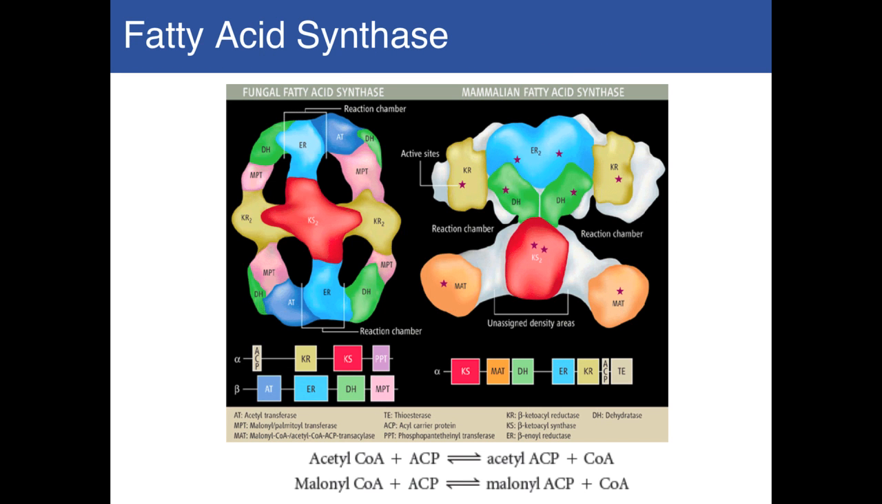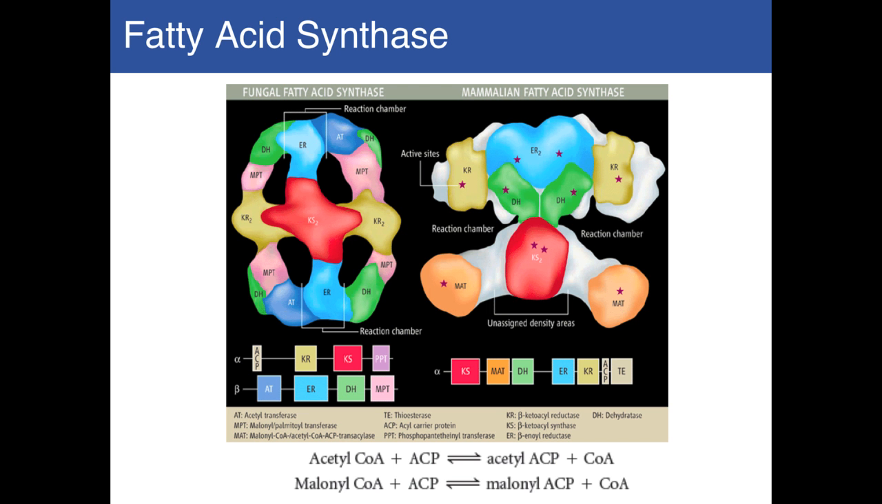Fatty acid synthase is a very complex molecule with multiple domains. It basically provides an acyl carrier, as I mentioned earlier. So this is the structure of the fungal fatty acid synthase. Here's a mammalian fatty acid synthase. You can see that there are different functional domains in here. There's a nice little chart that shows what the different domains do.